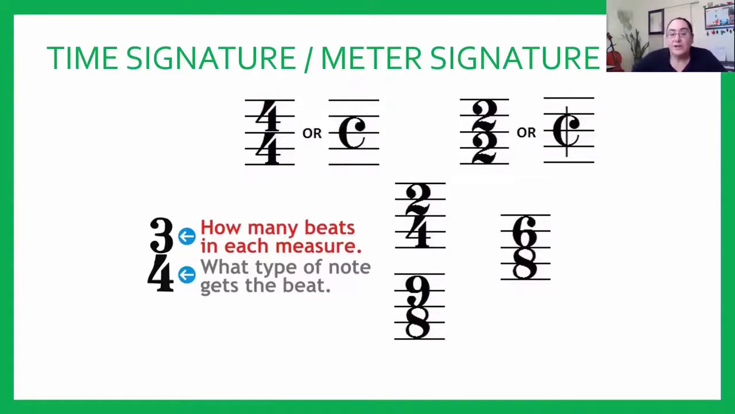So 4/4: four beats per measure, and the quarter note gets the beat. 2/4: two beats per measure, quarter note gets the beat. 4/4 is also known as common time, and 2/2 is also known as cut time. Cut time is used when you have something like a Sousa march, like Stars and Stripes Forever, or something that goes along at a pretty good click, and you're counting in 2.